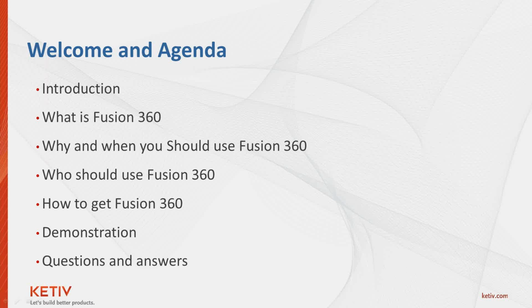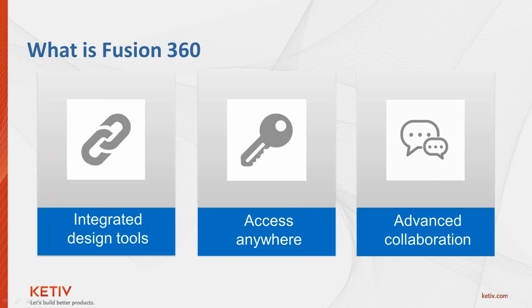Before we get into that, though, let's talk about what Fusion 360 is. For most of you here, you will understand it as a 3D modeler, really. It's going to give you integrated design tools, so all the tools that you would normally need, you'll have right inside of there. You can access it anywhere, meaning on iPads, on iPhones, on your computer, on Mac computers as well. And then you have what we call advanced collaboration, meaning that different people within your organization, or the different people you're working with, will be able to have access to it, and you'll be able to comment back and forth. And we'll see this today.